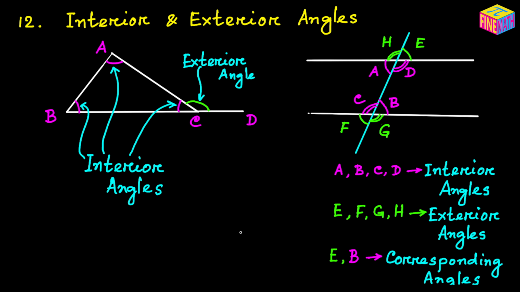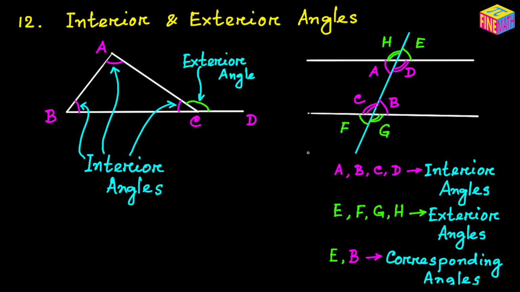And similarly, let's also look at the parallel lines and the transversal. Here I have two parallel lines with a transversal, and here all the angles which are marked in pink color, they are all interior angles because they are inside the two parallel lines. And then the angles which are marked in green, they are called exterior angles because they are outside of the two parallel lines, right? So that is how we differentiate between interior angle and exterior angle.